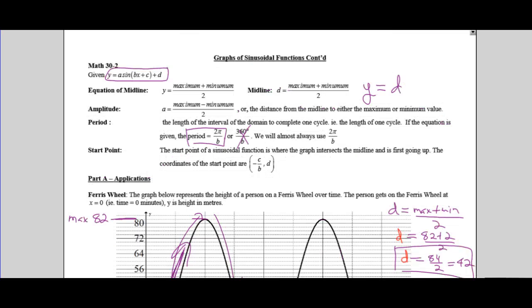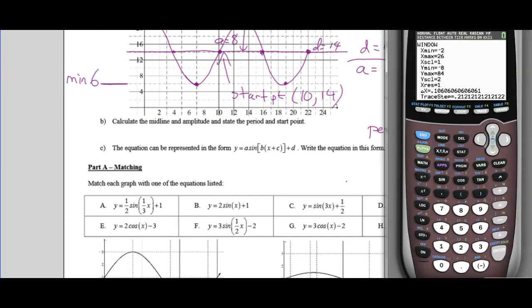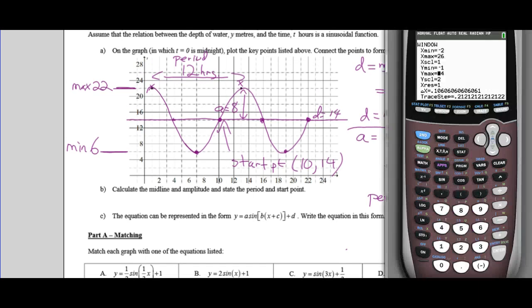Okay, so two things. All right, so we want to match the window that's there. So we're going negative 2 to 26 by 1s. The y values will go from negative 1 up to how high? So 29 maybe, to 29 by 2s. Leave the x res the same.